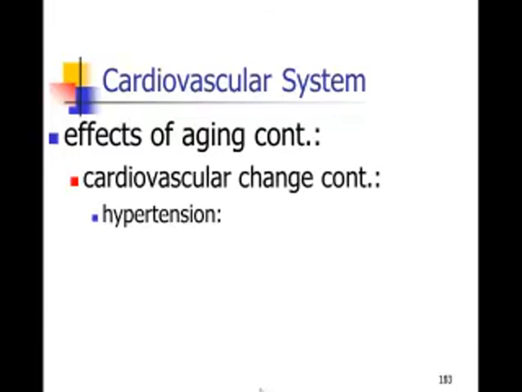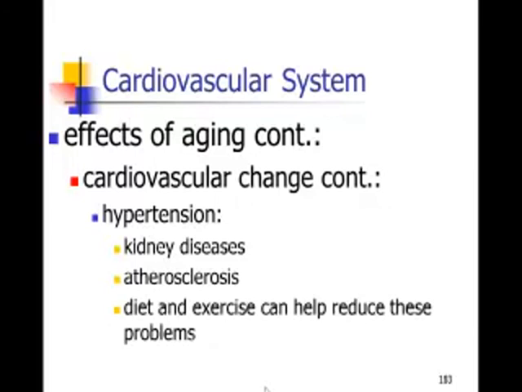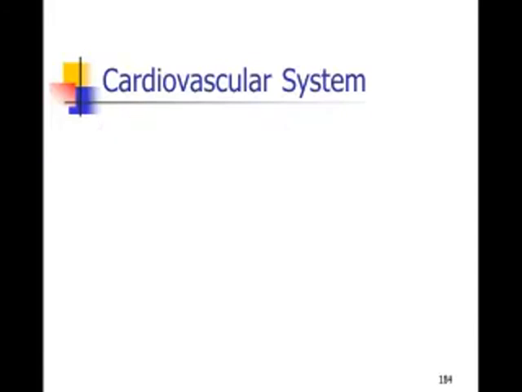Now, another thing that happens in advanced age sometimes is that people get hypertension. And this can be the result of kidney diseases, it can be a result of hardening of the arteries, arteriosclerosis, and things that can help reduce these problems can include changes in diet and exercise.